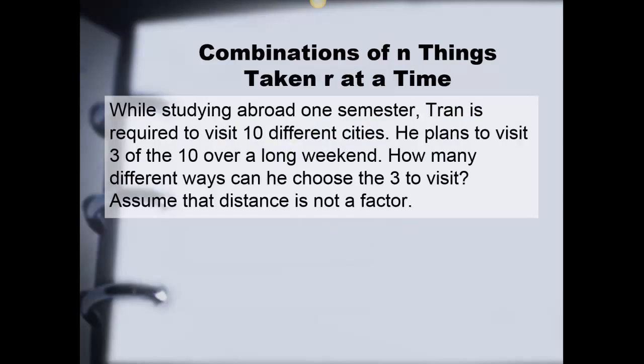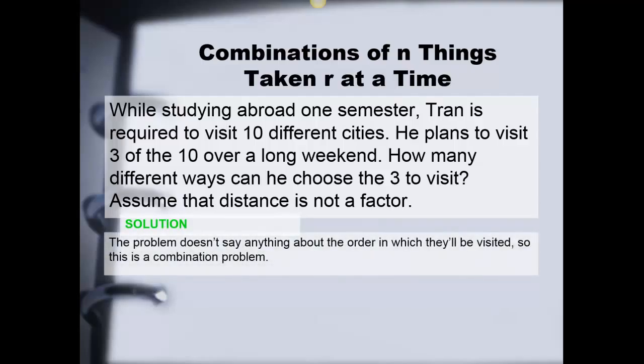While studying abroad one semester, Tran is required to visit 10 different cities. He plans to visit 3 of the 10 over a long weekend. How many different ways can he choose the 3 to visit? Assume the distance is not a factor. So what are we going to call n and r? Here's our solution. The problem doesn't say anything about the order in which they'll be visited, so this is a combination problem.